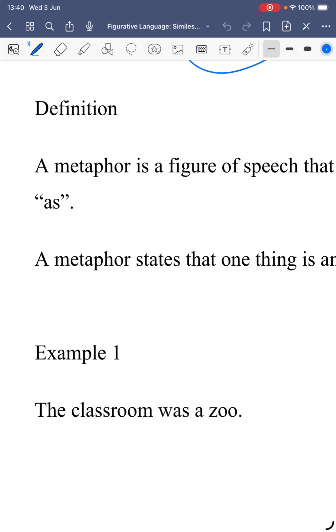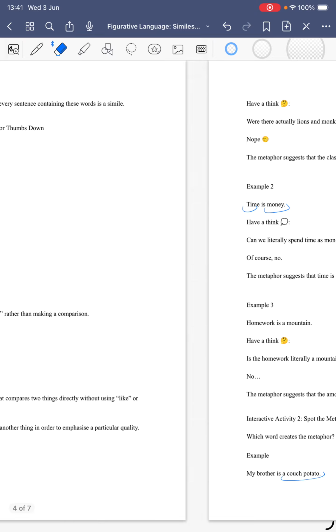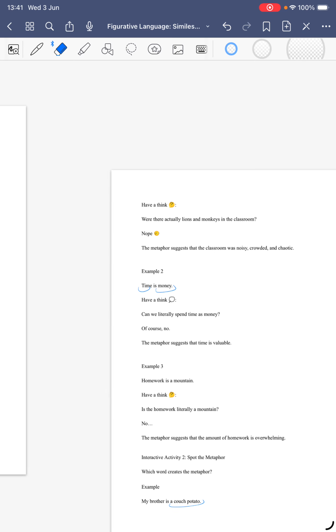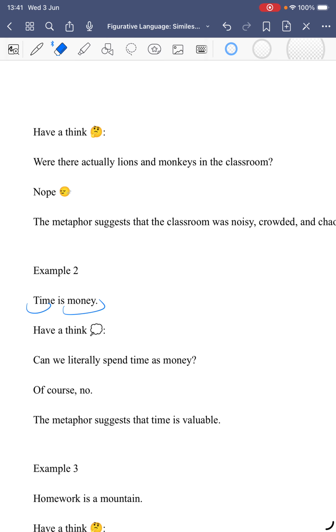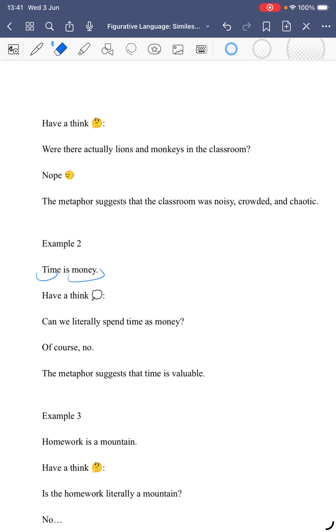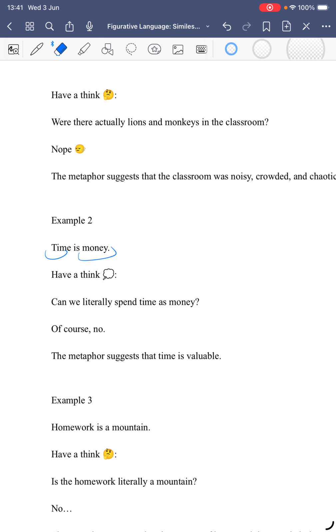For example, sentence 1, the classroom was a zoo. This is the subject, the classroom, and we have the object, zoo. Here, we're comparing classroom and zoo to bring out the fact that the classroom is noisy. To be honest, a classroom is not a zoo, right? In reality, we're just trying to say that the classroom was noisy and chaotic.